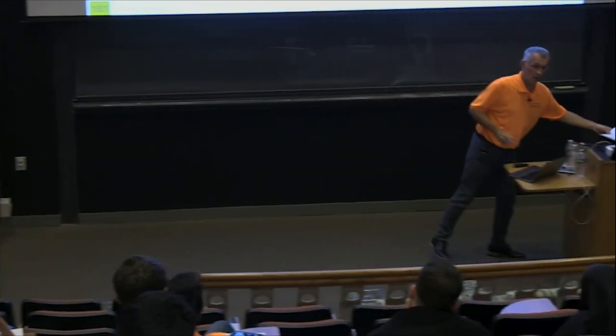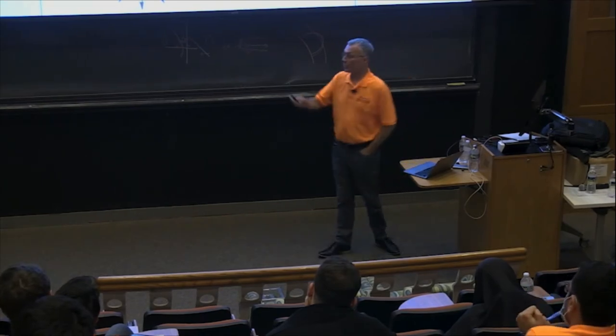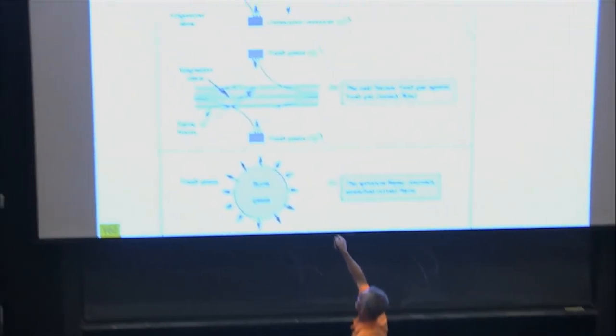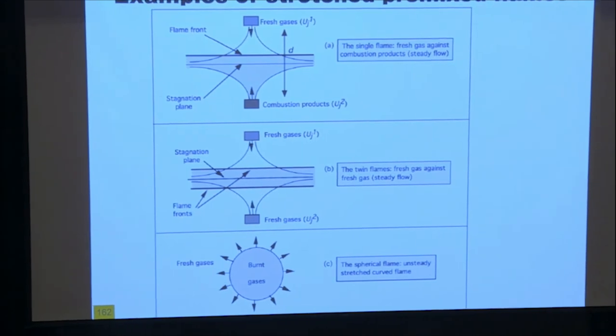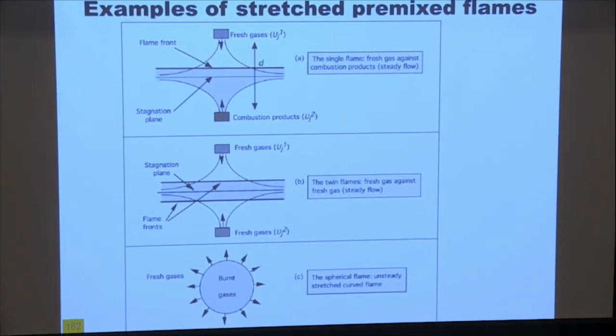But stretch is not only for turbulent flames. You can also stretch laminar flames. This one here is stretched. Why is it stretched? Well, because this point here is going in this direction. This one is going in this direction. So the flame is pulled apart. It's constant in size and position, but it is a stretched flame. And this one, of course, is obviously stretched because its surface increases. So if its surface increases, it is stretched.